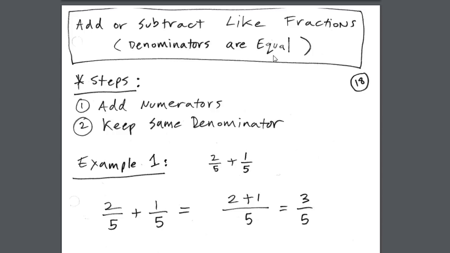Now, adding with like fractions is easy. You simply add the numerators, keep the denominator. Here's our first example. And think of pizza. You had 2/5 of the pizza, and your friend had 1/5 of the pizza. So just using common sense, not even thinking about these rules, you know that you two together had 3 of the 5 pieces of pizza.